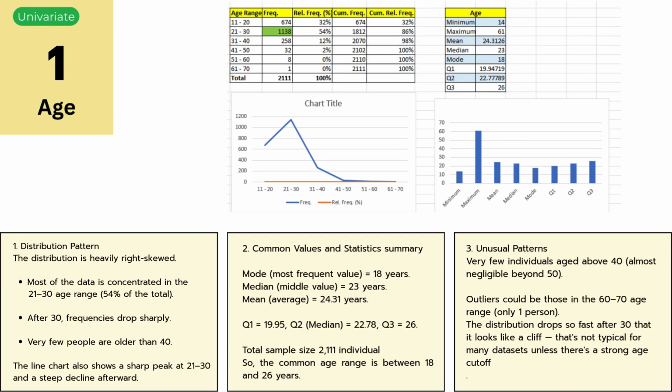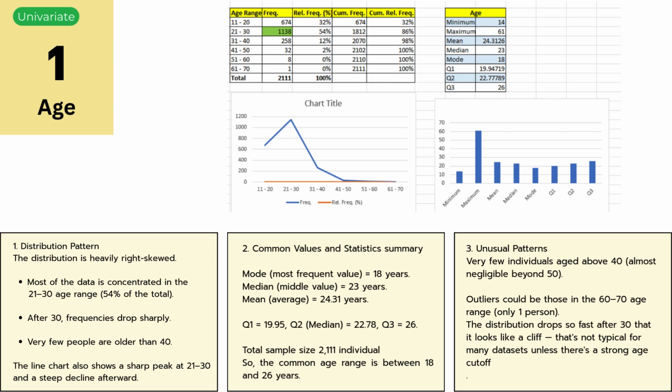This is the univariate, and the first variable that we are going to look into is age. The distribution pattern is heavily right-skewed. Most of the data is concentrated in the 21 to 30 age range, about 54% of the total. After the age of 30, the frequency drops sharply, and very few people are older than 40. The line chart also shows a sharp peak at 21 to 30 and a steep decline afterward.